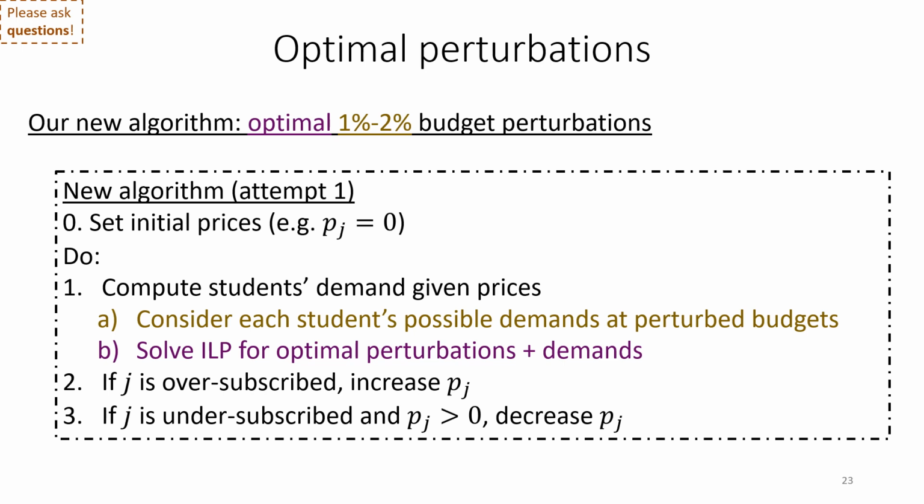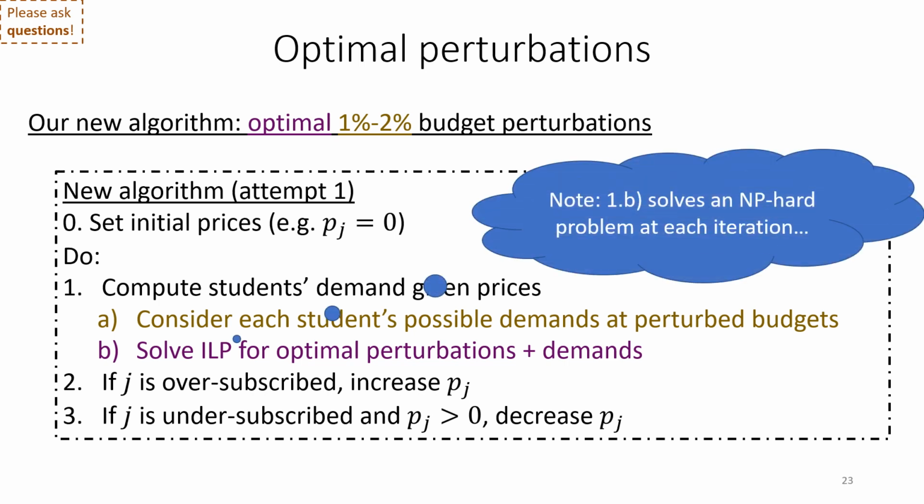More specifically, when we compute the students' demand given the current price, we consider each student's possible demands at all possible perturbed budgets. Using all these demands, we can solve an integer linear program to find the optimal perturbation that minimizes the clearing error. Then we use the demands under this optimal perturbation to update the prices. We note that though this step 1b solves an NP-hard problem in theory, modern SAT solvers can implement this step very efficiently.